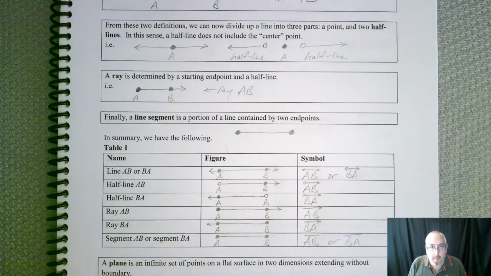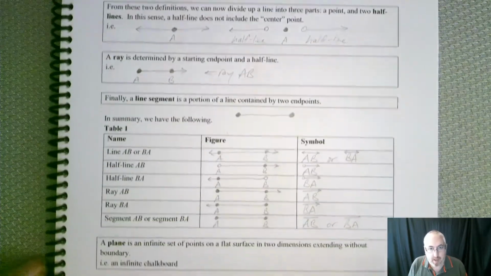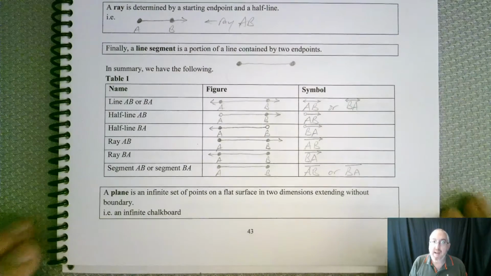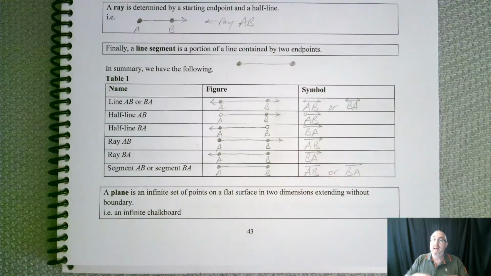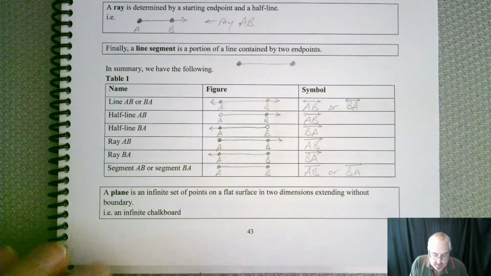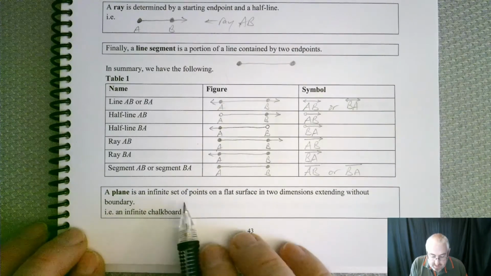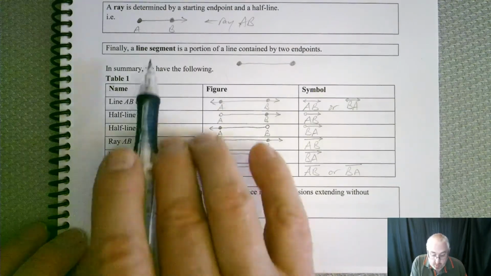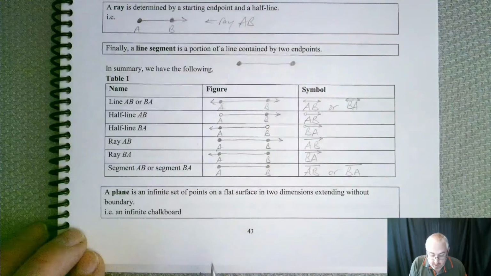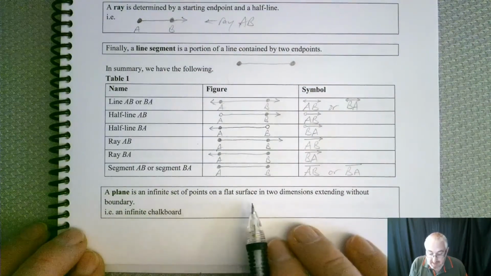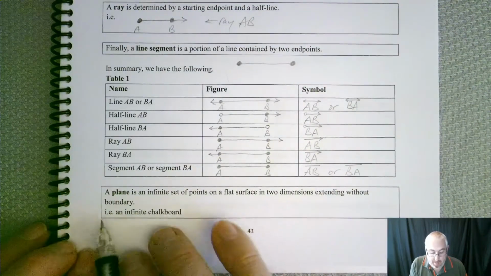We want to see one more piece, which is a small piece. We're not going to really dig deep into it. And that's when you have a two-dimensional, infinite directional object. What is that? Well, the fancy name for it is a plane. So a plane is an infinite set of points, again, very similar to the one-dimensional way up at the beginning, on a flat surface in two dimensions extending without boundaries.